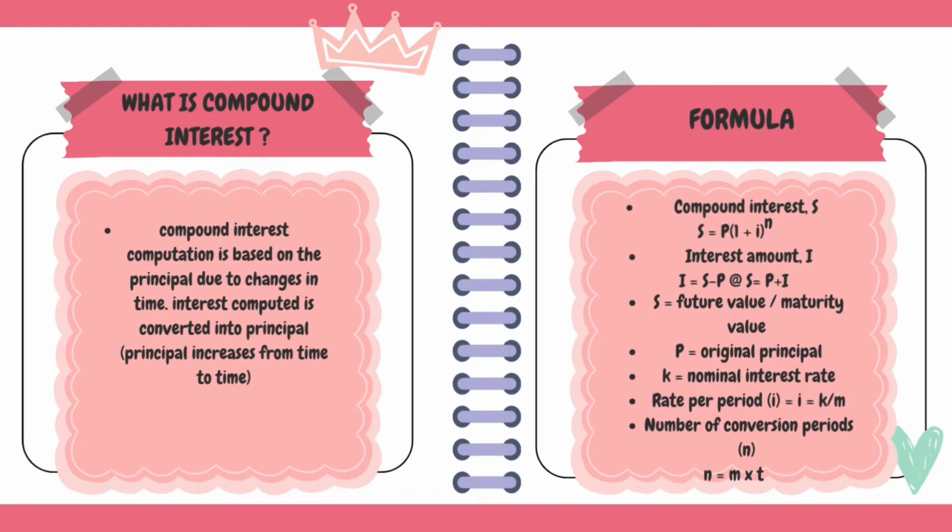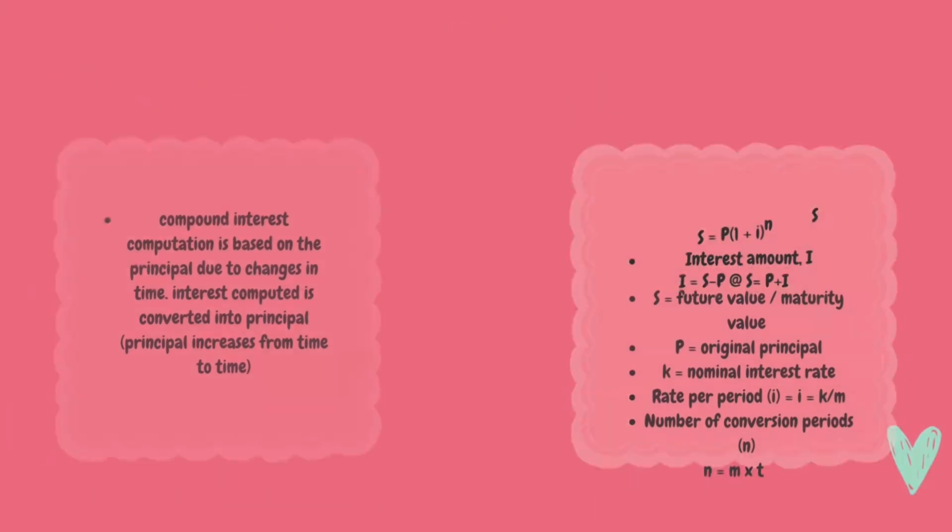S is the future value or maturity value, P is the original principal, K is the nominal interest rate. To find the rate per period, small letter i equals K over M. To find the number of conversion periods, N equals M multiplied by T.